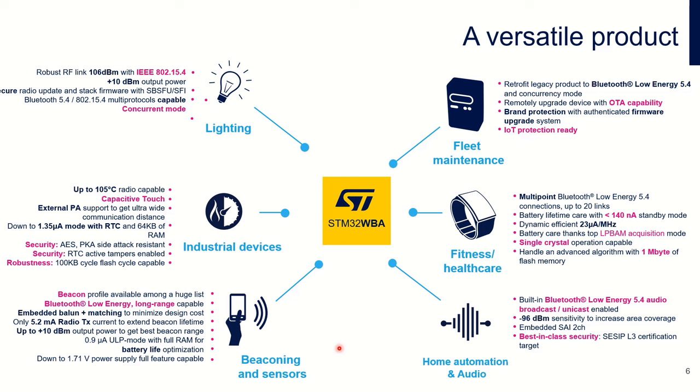If we look at smaller scale applications like sensors and beaconing, this WBA could also help thanks to the latest generation of BLE, the long range, the advertisement, and the ultra low power consumption that helps optimize battery life. There are other applications like fleet maintenance, fitness, healthcare, home automation, and some audio, because the WBA55 series supports the new BLE Audio Auracast standard as well. So these are just some examples of typical applications where the STM32WBA could fit.